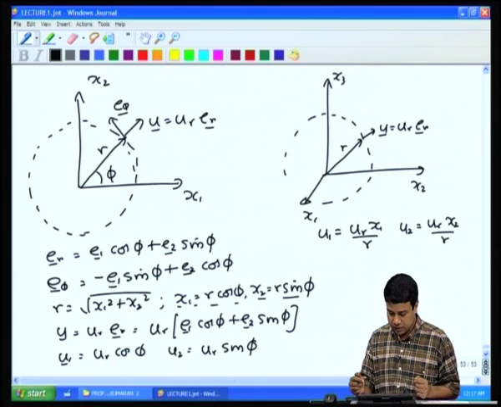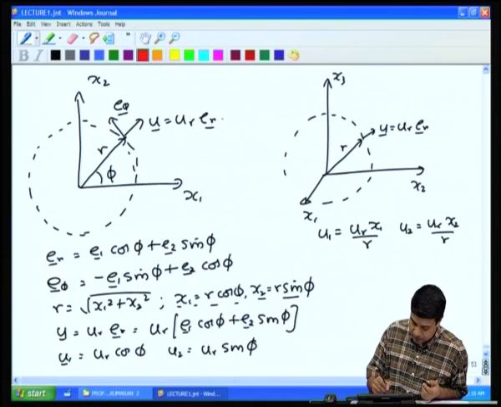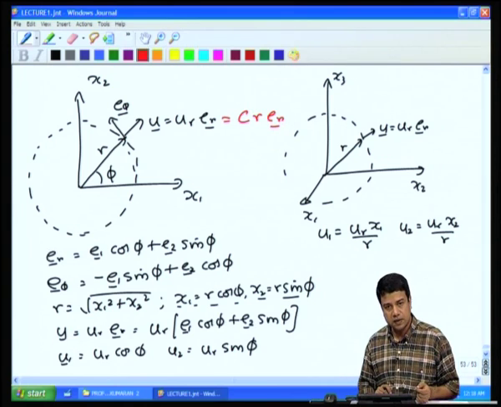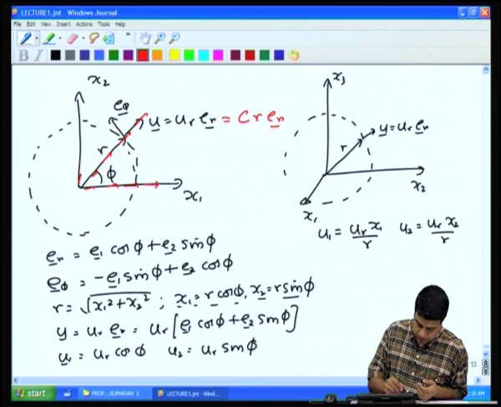If the velocity increases proportional to r itself, that is, if this is equal to some constant times r times e_r, that is, as you go outward, the velocity is increasing with distance outward. It is increasing proportional to r itself.